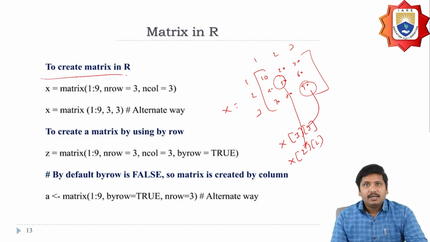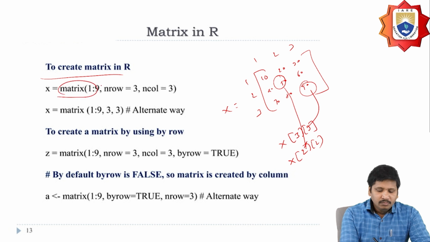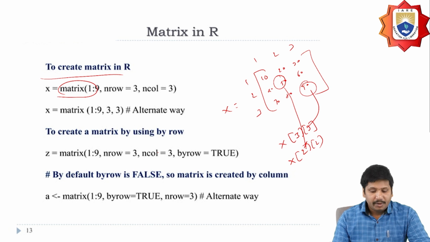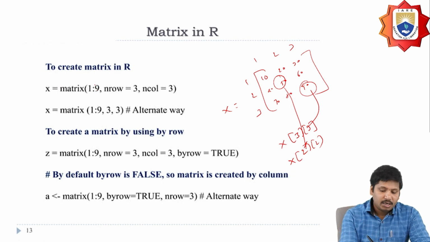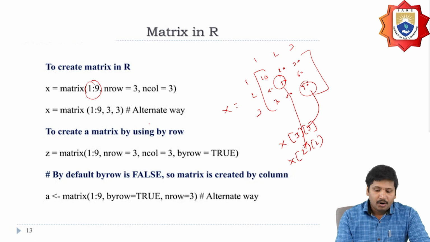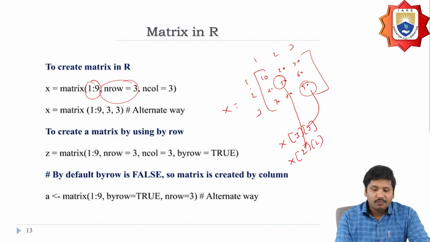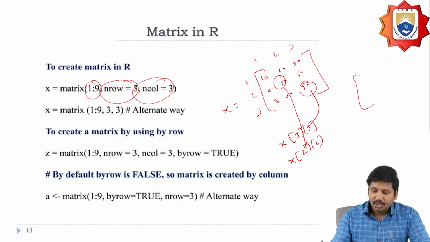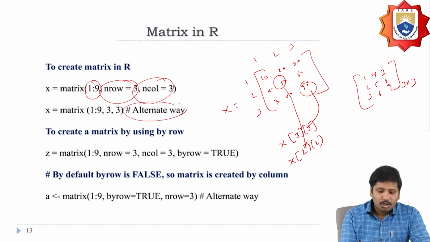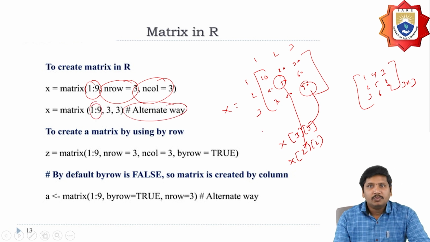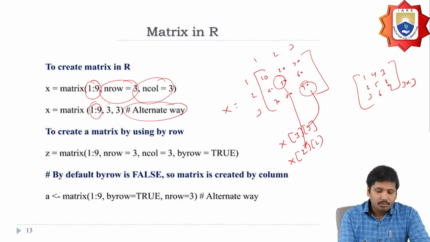In order to create a matrix, first of all you have to use the matrix function, which is going to generate a sequence of values, and you have to mention the number of rows and the number of columns. These values are generated column-wise. The alternative is to simply specify the range of values and then mention 3 comma 3, meaning the number of rows equal to 3 and the number of columns equal to 3.